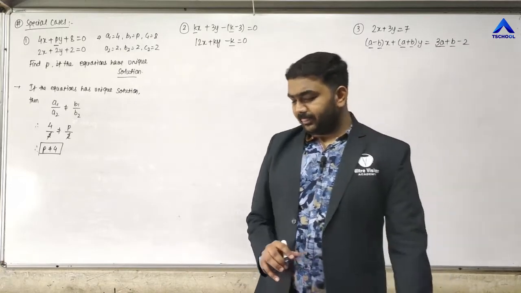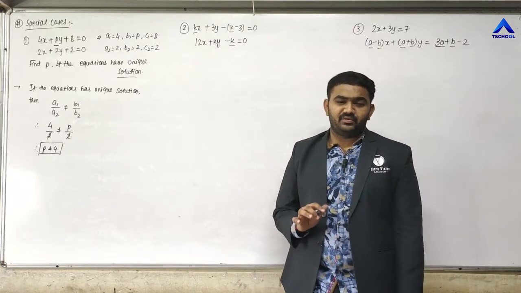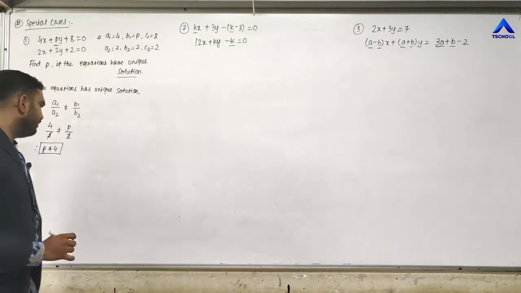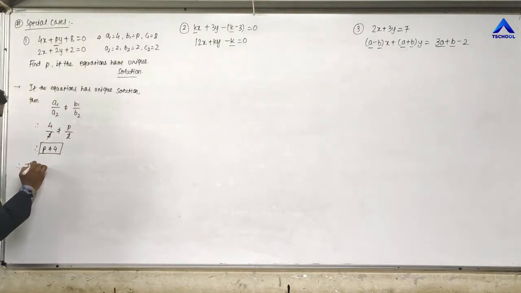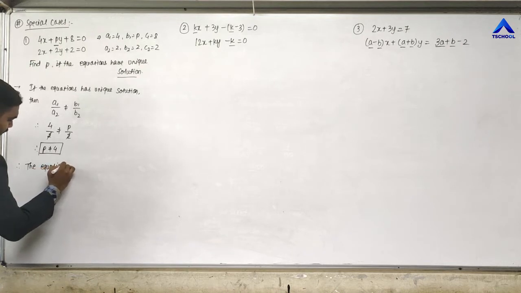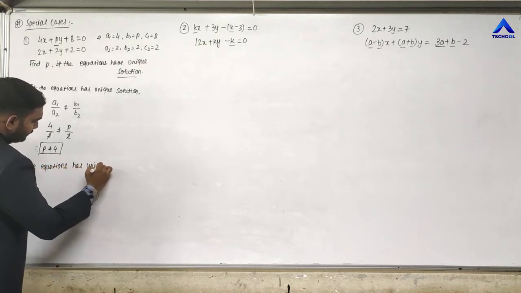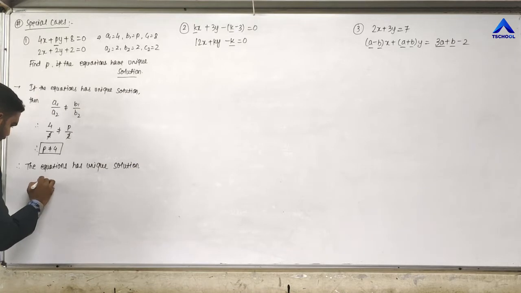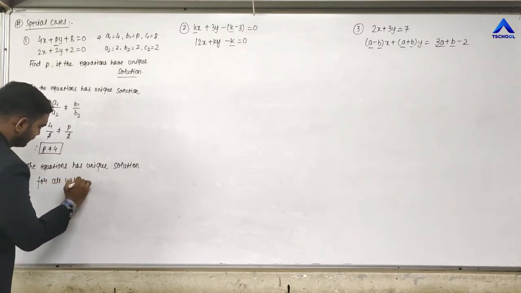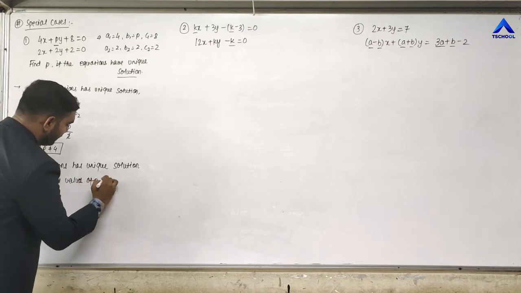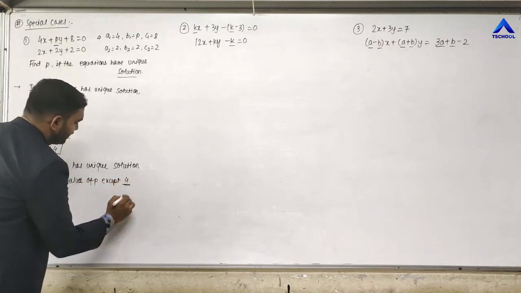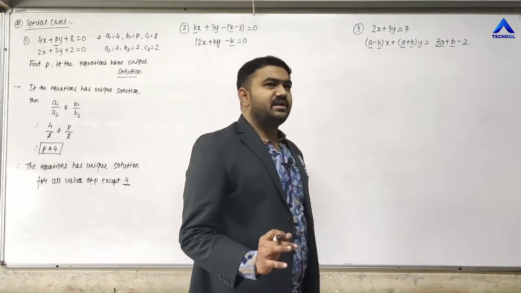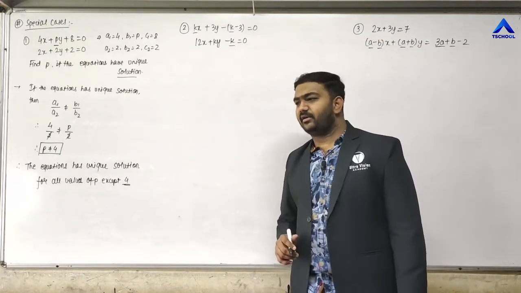What does it mean? That if the given equation wants to have unique solution, then p must not be equals to 4. That means the value of p should never be equals to 4. So the conclusion here is the equations have unique solution for all values of p except 4, right? That means all the values that you can take here in place of p are valid, but only and only 4 is not valid.